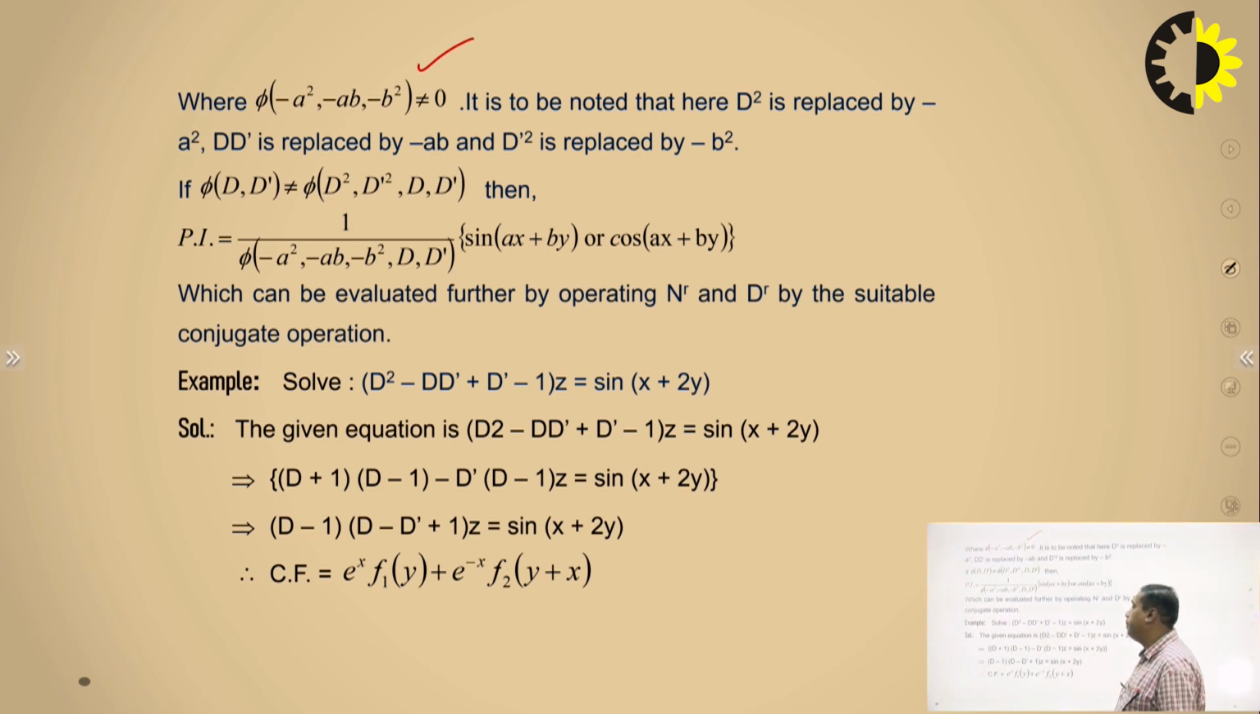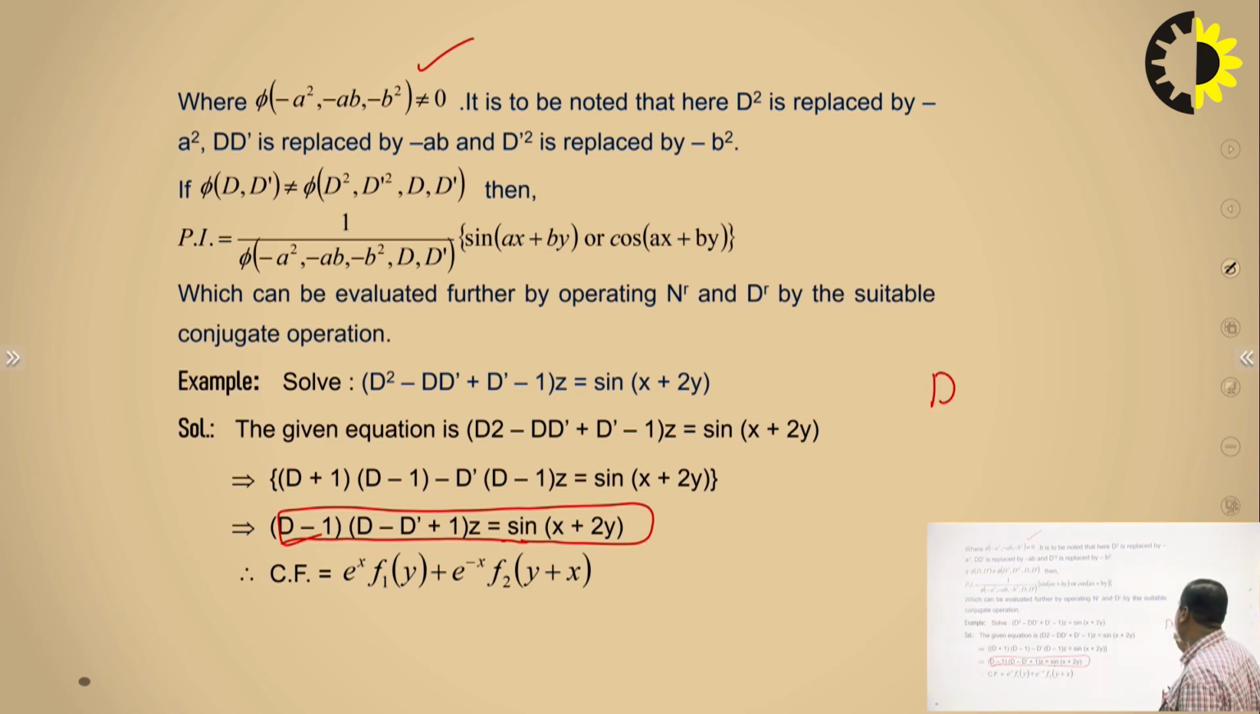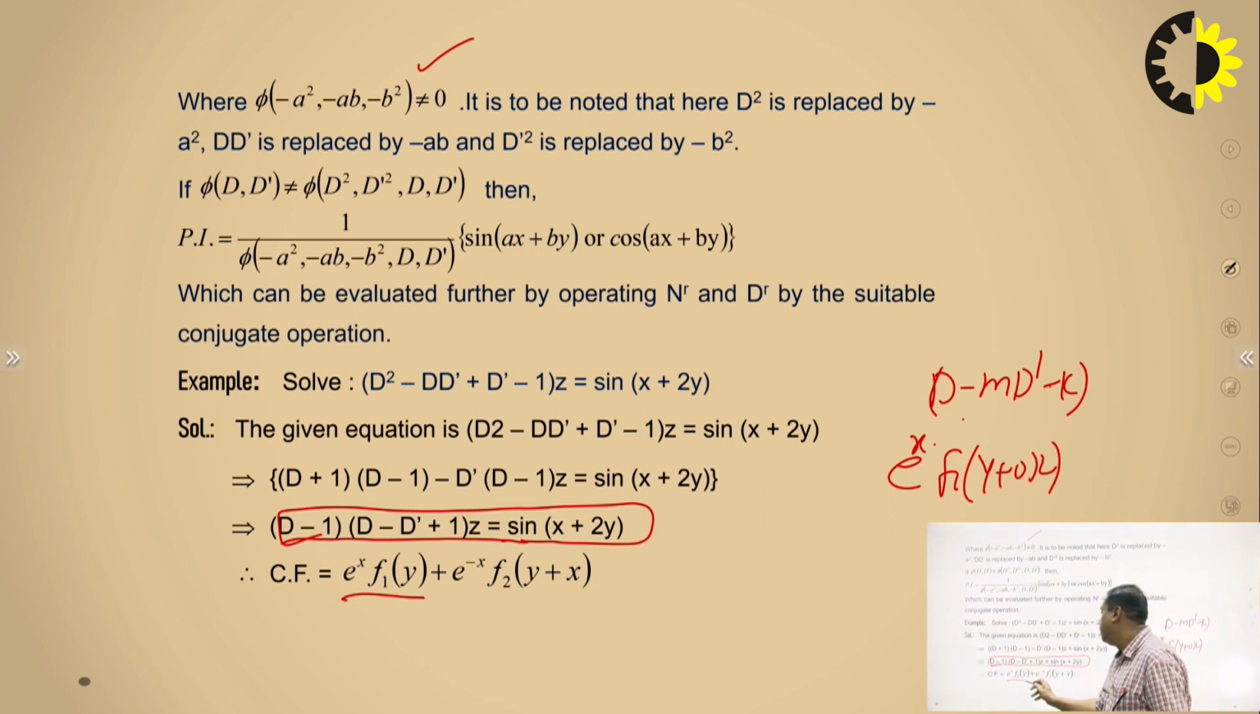Now let us take the example D square minus DD dash plus D dash minus 1 into z is equal to sin x plus 2y. On factorizing, that becomes D minus 1, D minus D dash plus 1 into z is equal to sin x plus 2y. Now we are writing it as D minus mD dash minus k. Here m is 0, that becomes e to the power x f1 y plus 0x, that is f1 y, and e to the power minus x f2 y plus x.